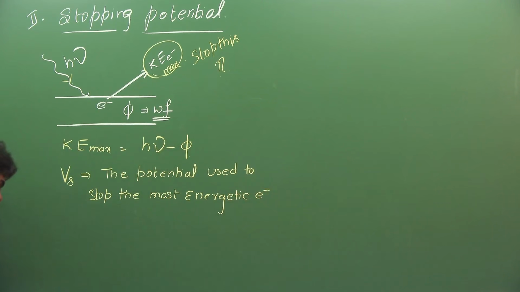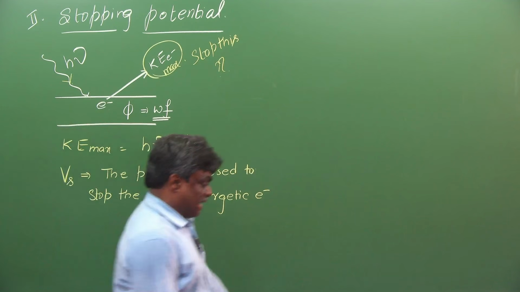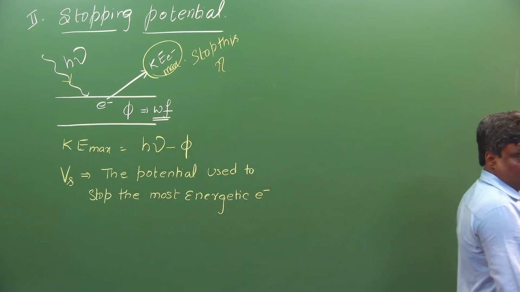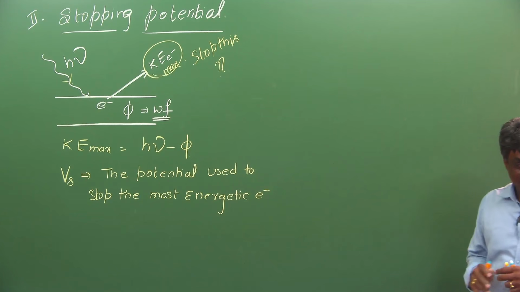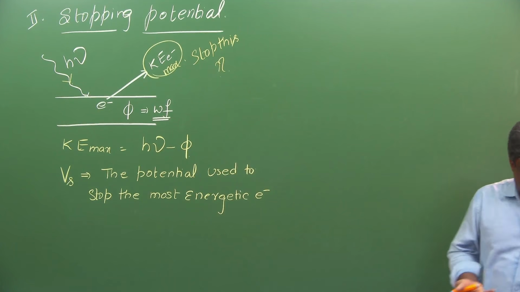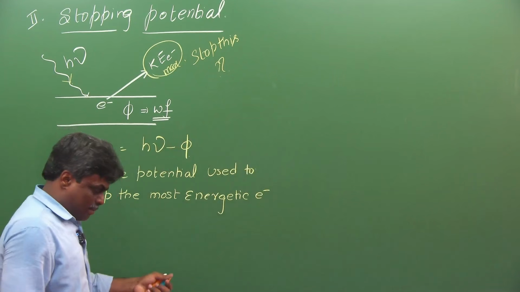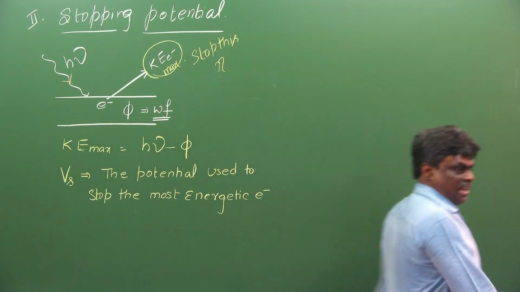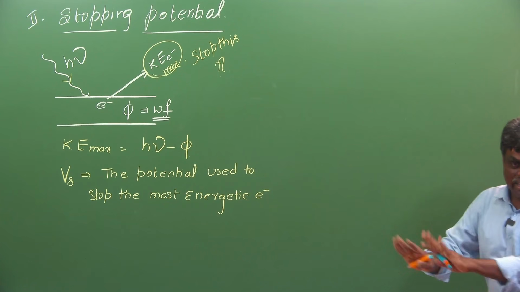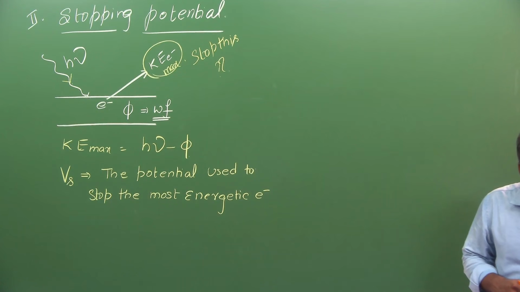Oh, very simple. If I am moving with some kinetic energy K, if you want to stop me, how much potential do you have to apply? Let us say I am an electron, moving with the kinetic energy K. If you want to stop me, how much potential will you apply?